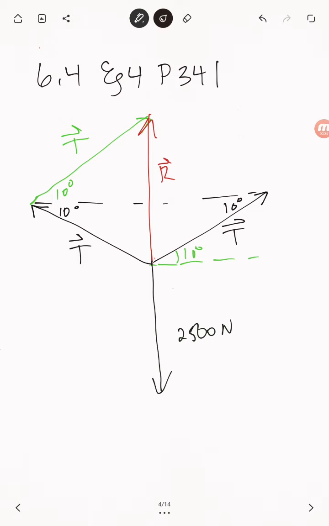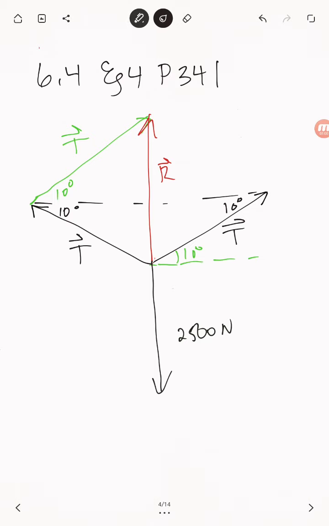Okay, so I've drawn out the diagram here. We've got a stoplight that's hanging with a weight of 2,500 newtons downward, and then it's being held up by two cables. Now, in the textbook example, they call them tension 1 and tension 2, the tensions in the cables.